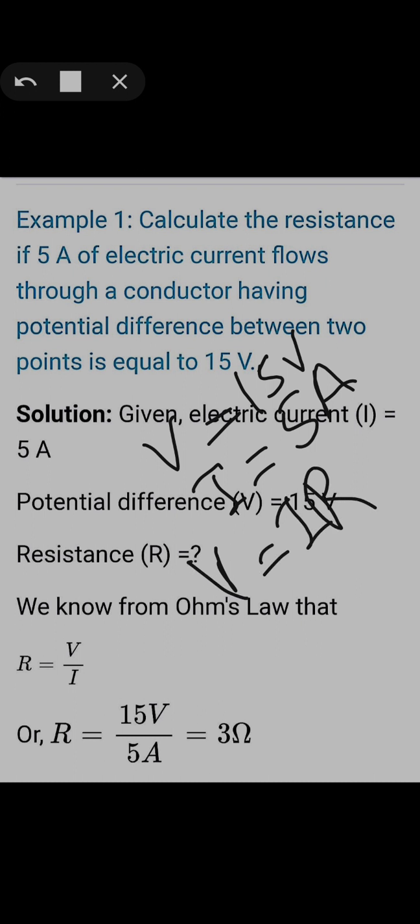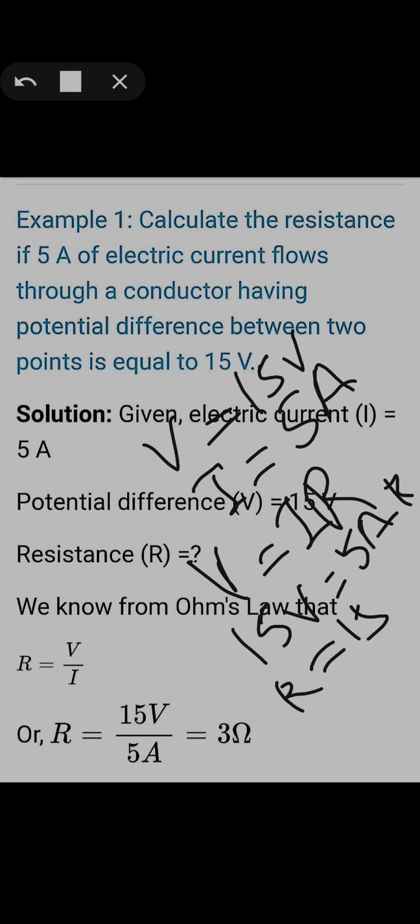On putting the value of V, that is 15 volt, and on putting the value of I, that is 5 ampere, what is the value of the resistance? So resistance will be given as 15 volt upon 5 ampere. So together if we write it, then it is 3 ohms.